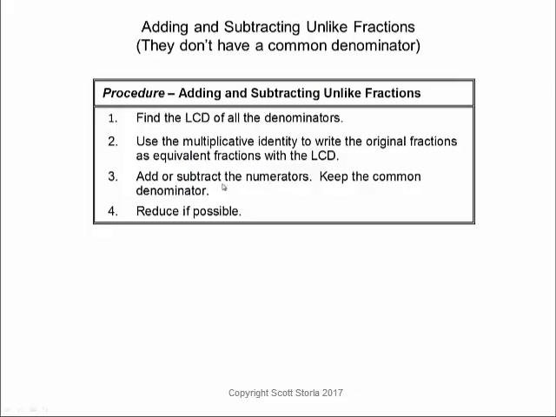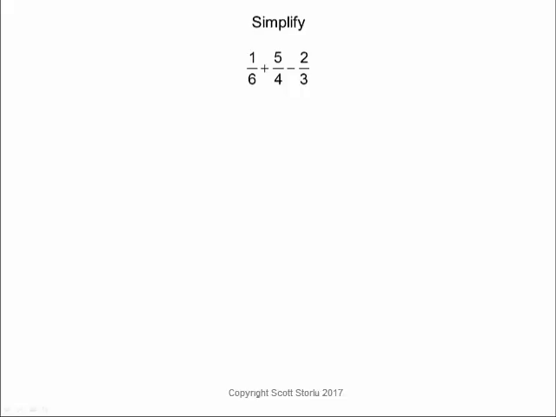And then you just add and subtract the numerators and keep the common denominator, because since the denominators are now common, you're counting units of the same size. And then if you can reduce at the end, you do reduce at the end. And there's videos up on that, how we reduce using prime factorizations. Here's the first example.